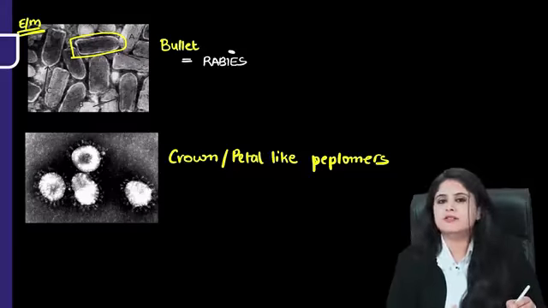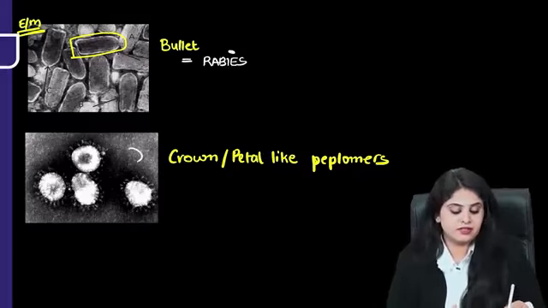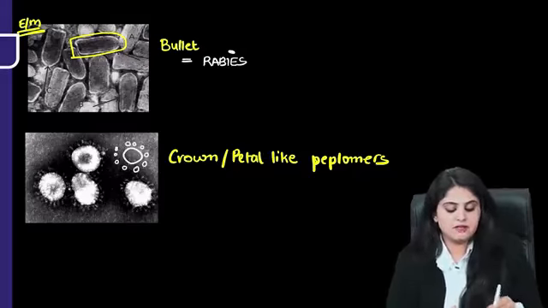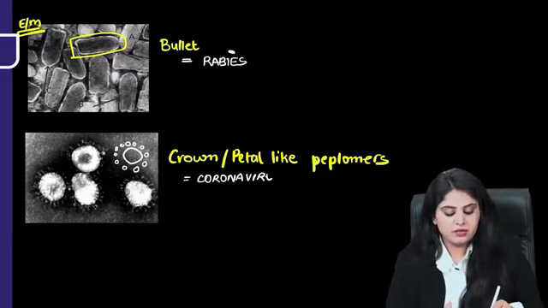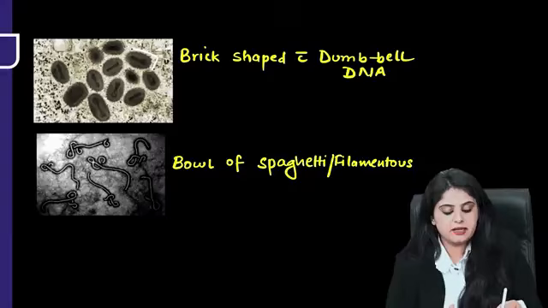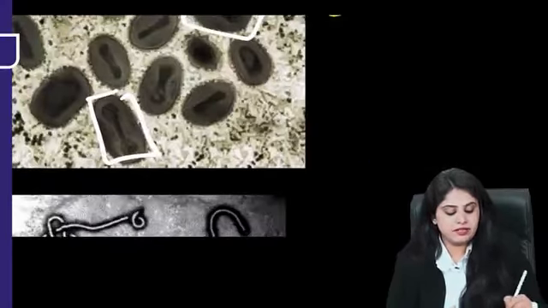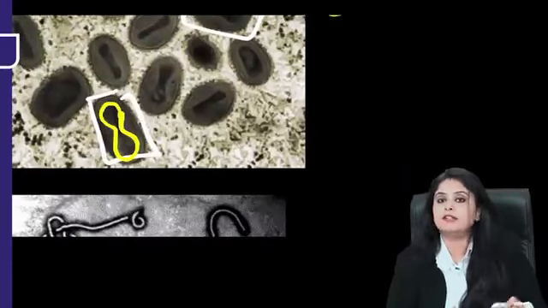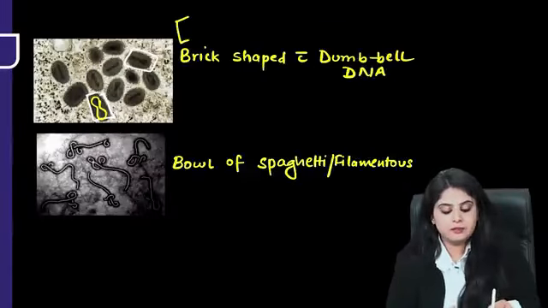Coming to the next one, the one that needs no introduction, the one that has wasted everyone's life through and through, and that is the crown one, the one which has these petal-like papillomas. That is of course going to be the COVID or the coronavirus. Coming to the next one, the one that is going to look like a brick. Can you see this is looking like a brick over here? And what is inside the brick? If you look carefully inside the brick, there is a dumbbell that is present. So please note, there is a brick and there is a dumbbell. What is this virus? This is going to be the pox virus.